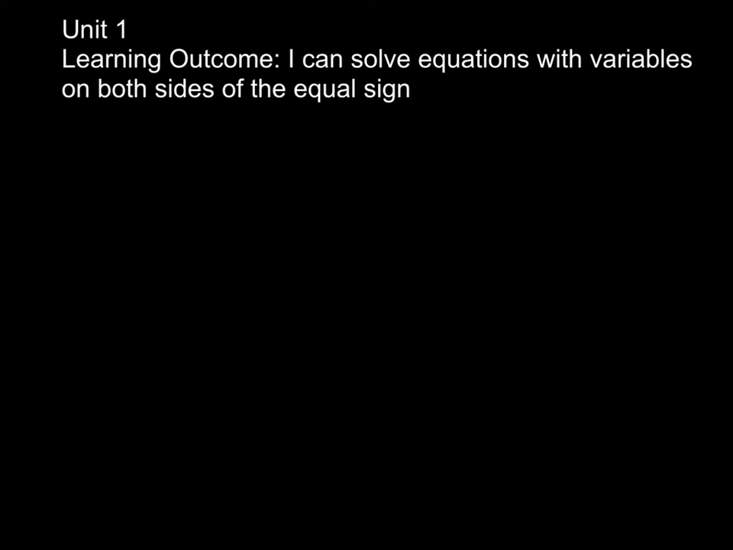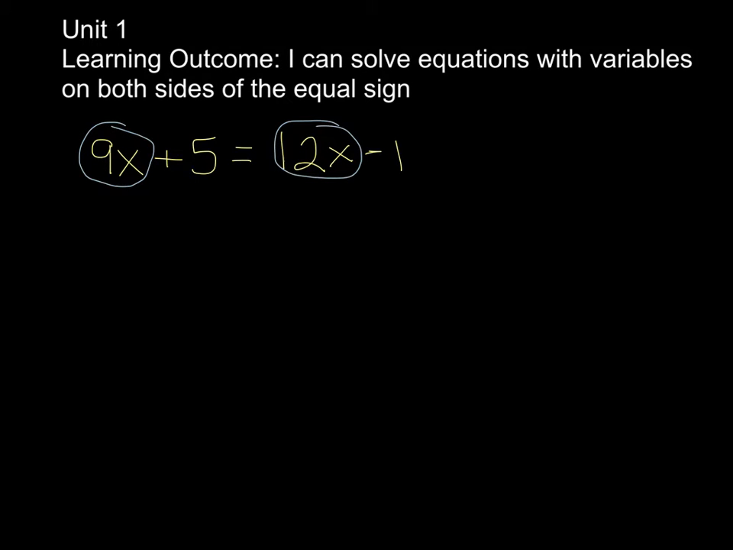If we saw a problem that looks like 9x plus 5 equals 12x minus 1. So what I want us to be aware of is where the like terms are. So if you notice, 9x is a like term with 12x, and 5 and minus 1 are like terms, but they're on opposite sides of the equal sign.